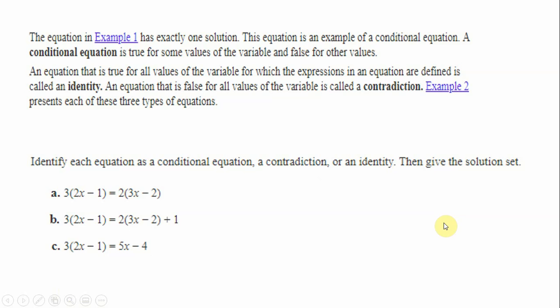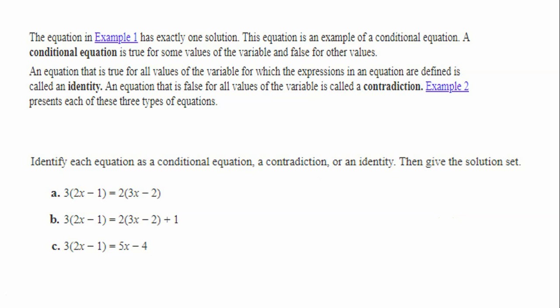So the equation we looked at before has exactly one solution. An equation that has exactly one solution is called a conditional equation. It is conditionally true for some values of the variable and false for other values.